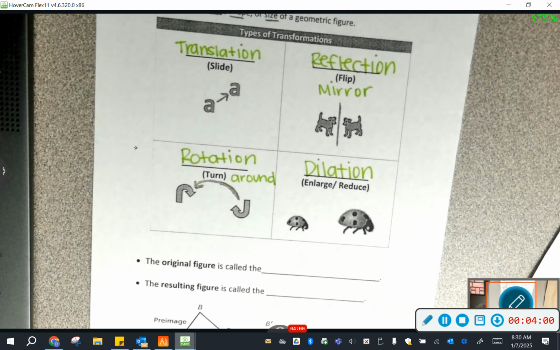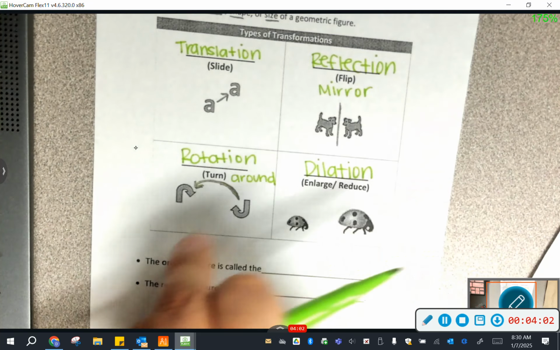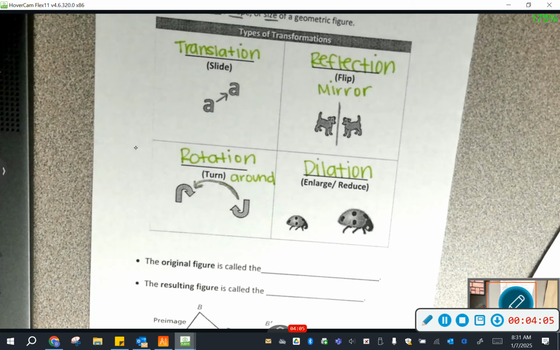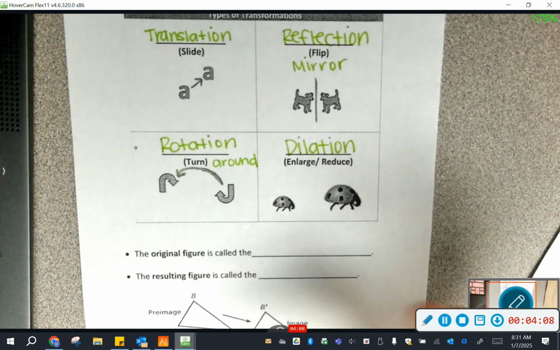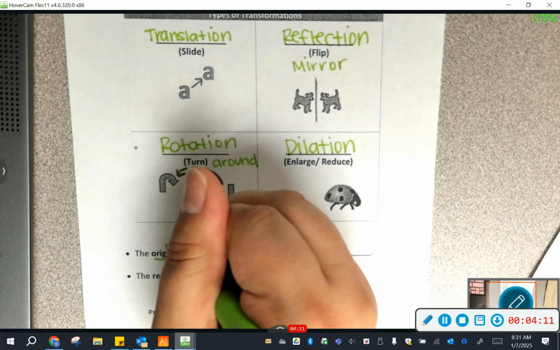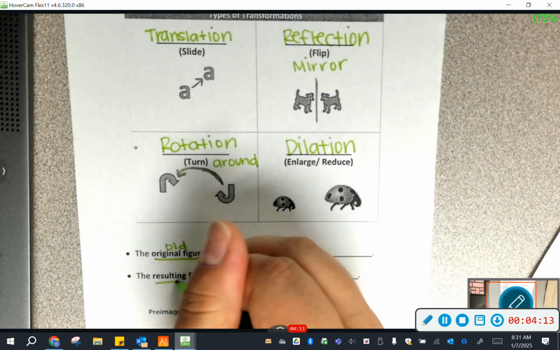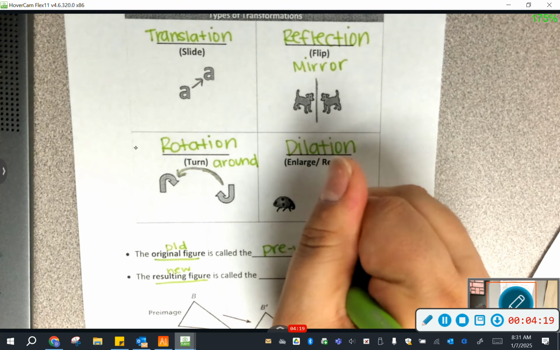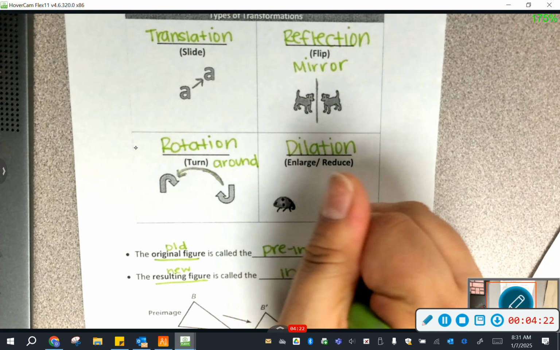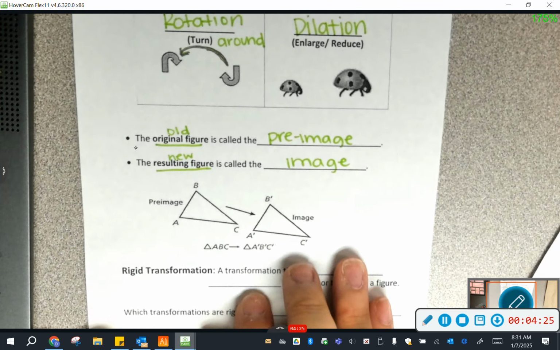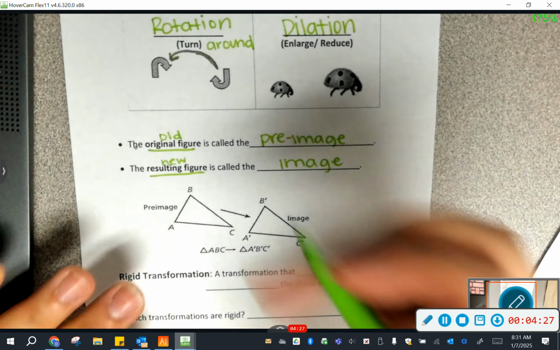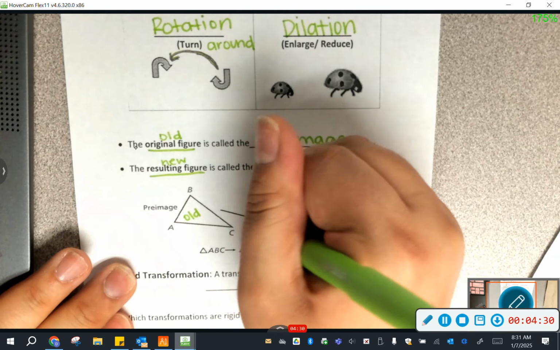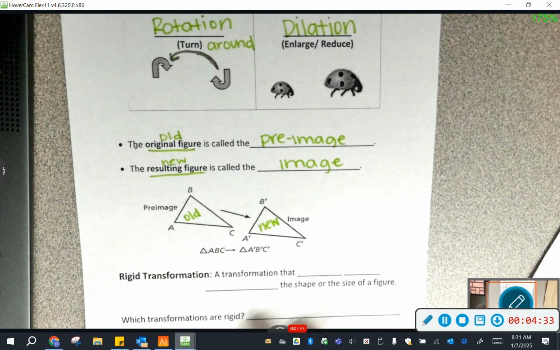Now, do you see how every single picture has 2 images? You're always going to have 2 images, and you're going to have one, which is my original, which we call the old, and then you're going to have your resulting, which we call the new. We call these the pre-image and the image. Okay, everybody write that down. The old is called pre-image, and the new is called image. Do y'all remember last semester when we did new over old? We should have our laptops closed. Thank you.